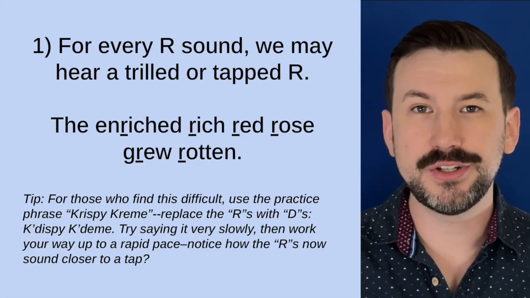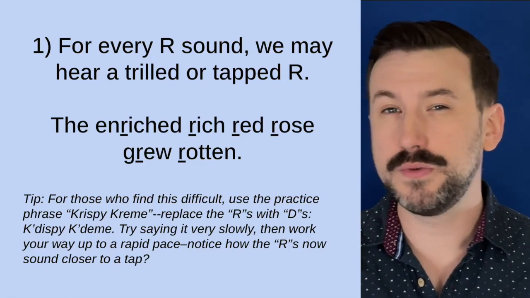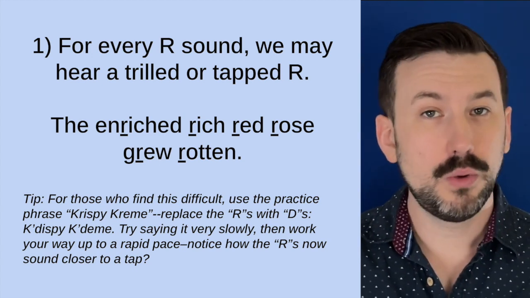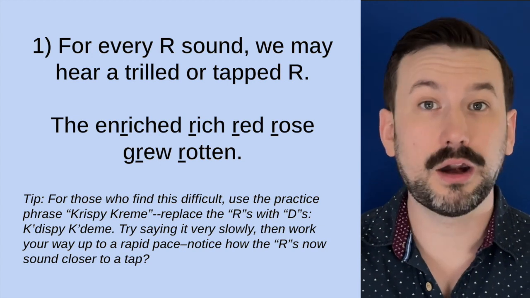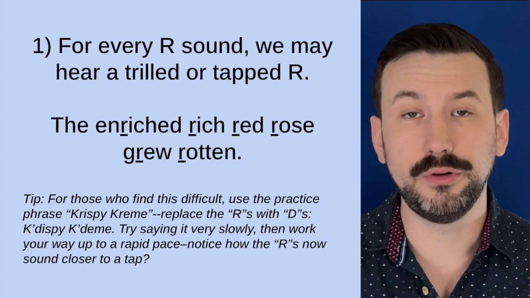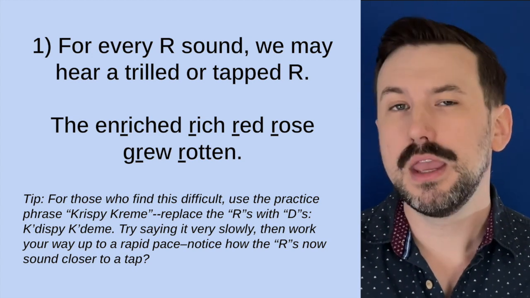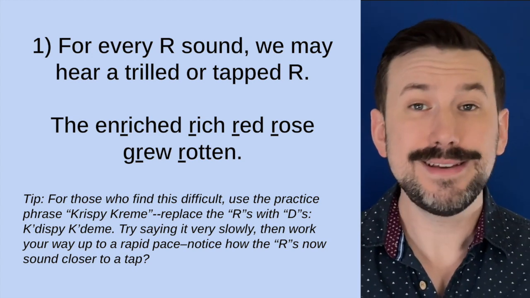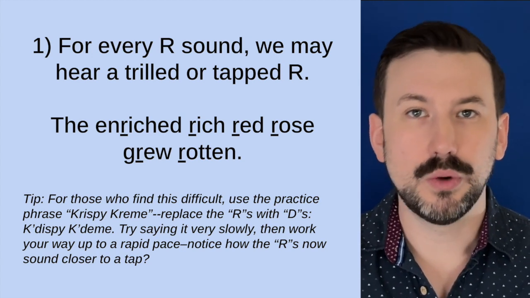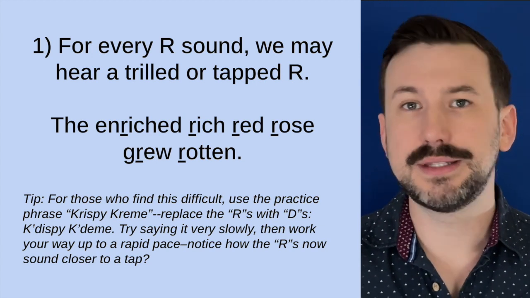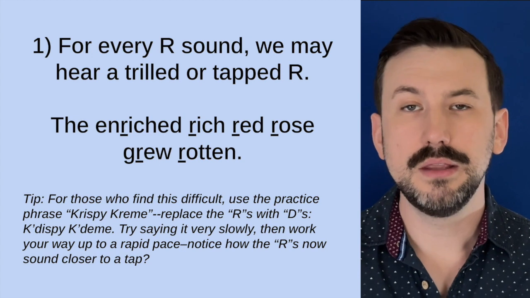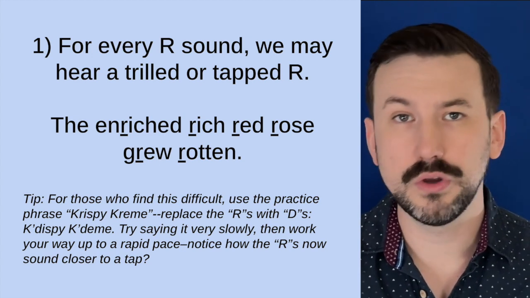Our first consonant change is, more often than not, one of the most difficult ones for Americans to accomplish. For every R sound, we may hear a trilled R, where the front of the tongue rapidly flaps, commonly referred to as a Spanish R. If this is difficult for you, try a singular tap instead, closer to a soft D sound. So a word like trep may instead just be trep. Here's an example tongue twister. The enriched rich red rose grew rotten.